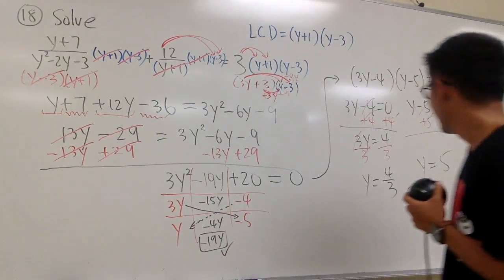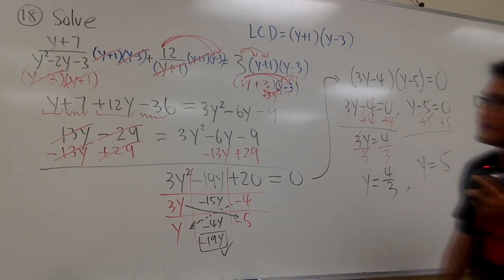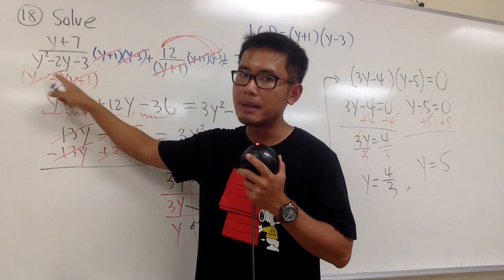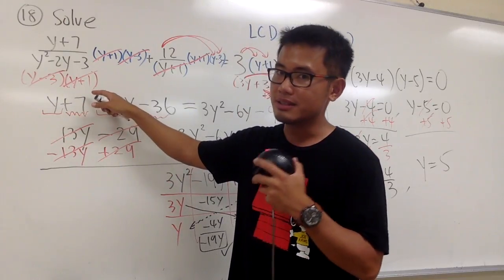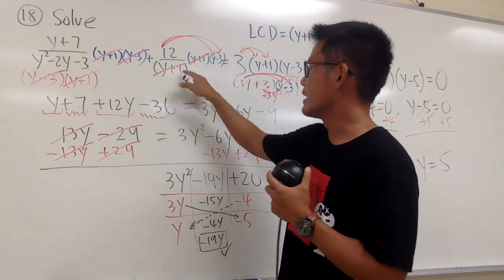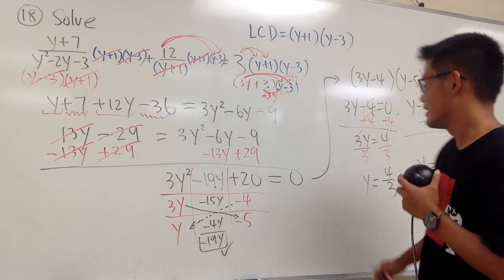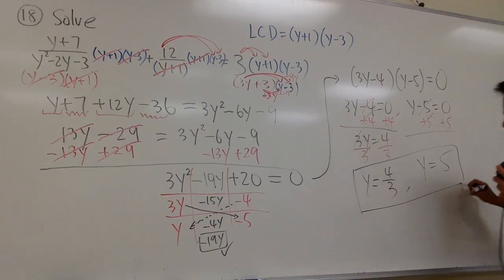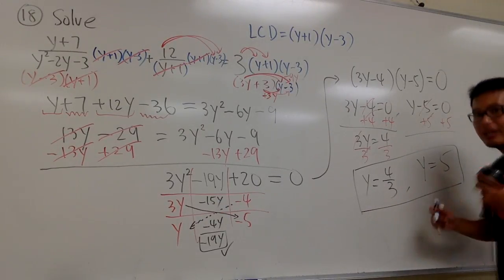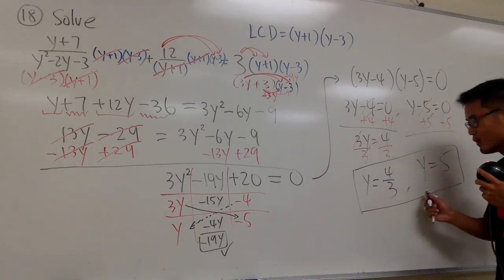Likewise, when we plug in 5 into this y, 5 minus 3, it's not 0, that's good. 5 plus 1 is 6, it's not 0, that's good. 5 plus 1, 6, it's not 0, so that's good. So in this case, we have both of them being correct answers. So this is it. Don't forget to do the check all the time, all right?